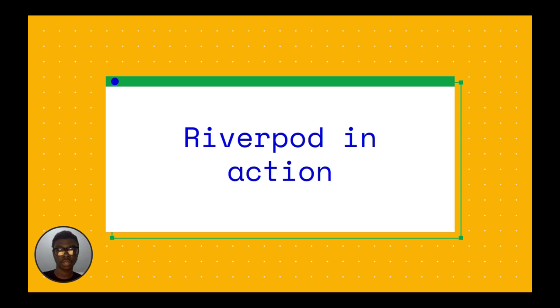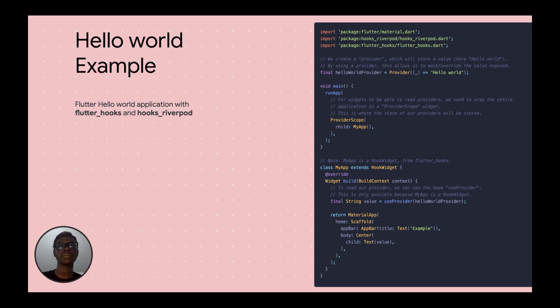Riverpod in action is a way to show Riverpod and how it's being used in different examples and different ways of handling data in Riverpod. There are lots of explanations to be done here, but I think the docs will be able to explain more on how to use Riverpod in its entirety. The first example is using the Flutter hooks and the hooks Riverpod library to build a simple Hello World application.